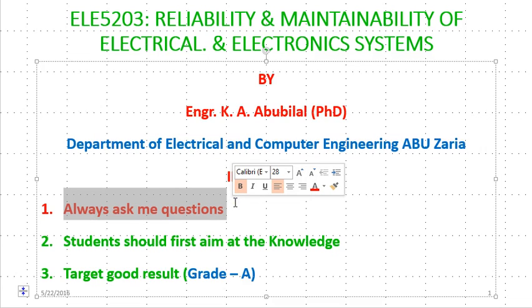Before we go into the course, there are some important points I would like to call the attention of the students to. The first thing is I want you to always ask me questions. By asking questions, you understand better. I'm not saying that I have answers to everything. I can answer some instantly. Those that I don't have, I'll go and find the answers and bring them in our next meeting.